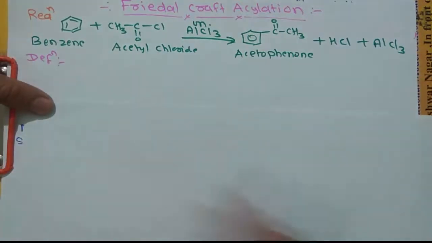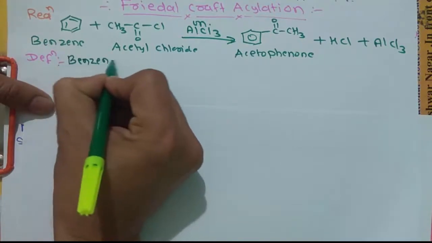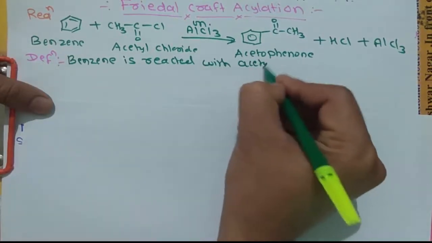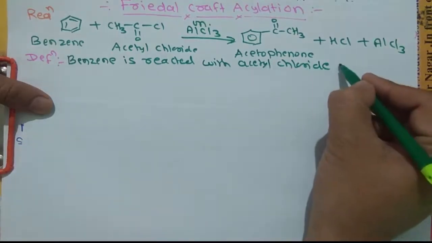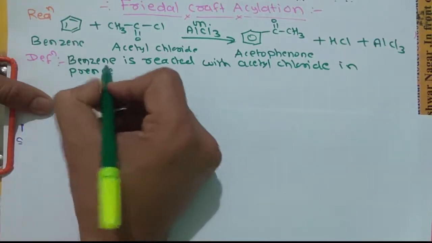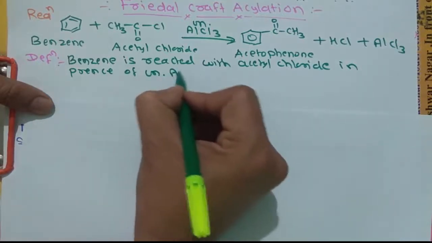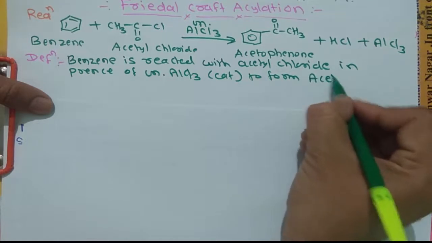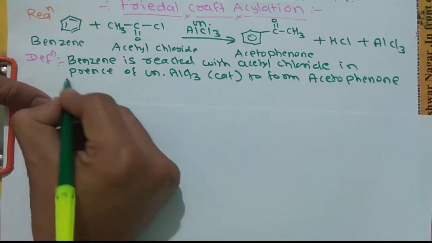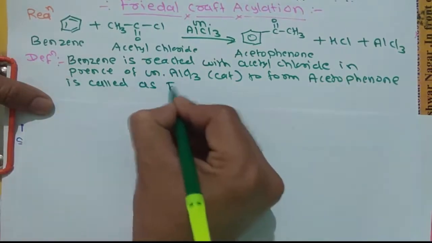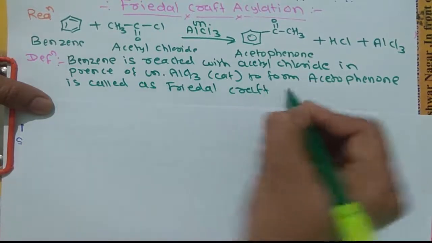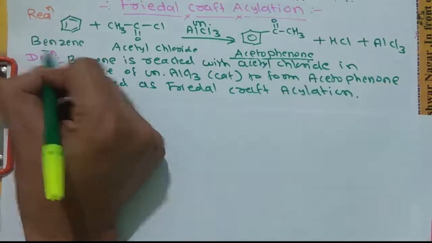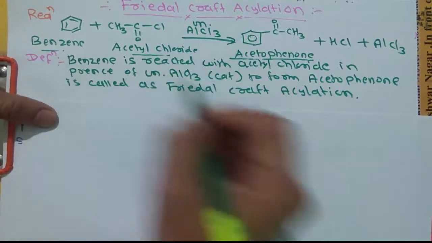We can define these reactions. Benzene is reacted with acetyl chloride in the presence of anhydrous AlCl3 as a catalyst to form acetophenone, which is called the Friedel-Crafts acylation reaction. Here, the name of this compound is acetophenone, this compound is benzene, and this is acetyl chloride. This type of definition we have to write.